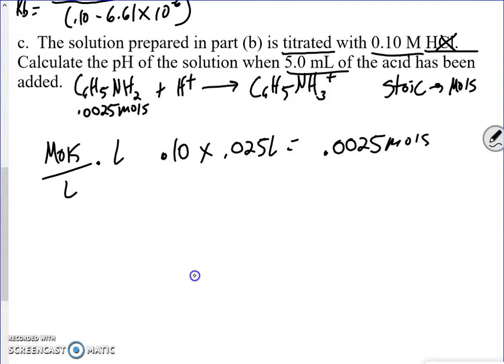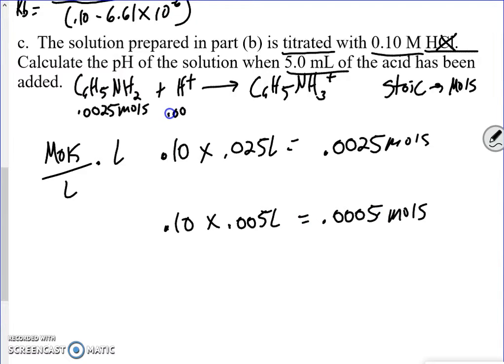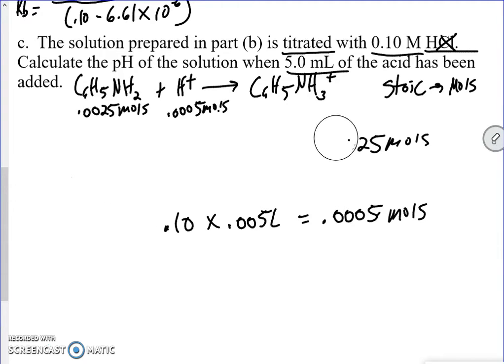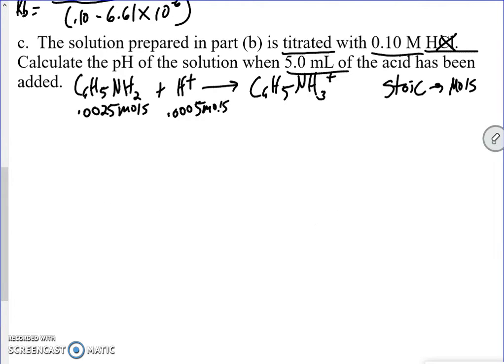Okay, we'll do the same thing with the hydrochloric acid. Again, we have a 0.1 molar solution, but this time we're only using 5 milliliters, so 0.005 liters. That's going to give us 0.0005 moles. Okay, and that's going to be for our acid up here. Okay, so that gives us our mole calculations. Also, this is kind of like a reset button as well. So we are assuming that the aniline has not established equilibrium, and we have 0 of the conjugate acid at this point in time.